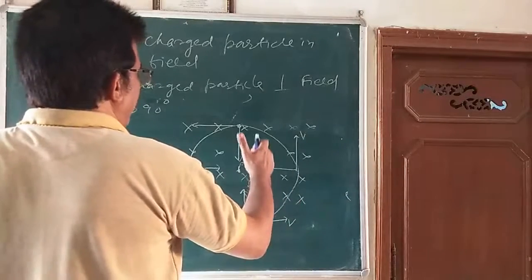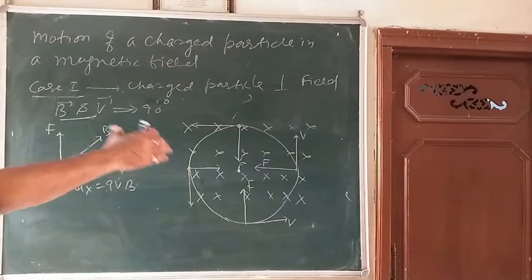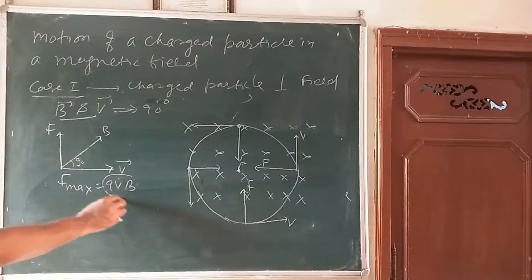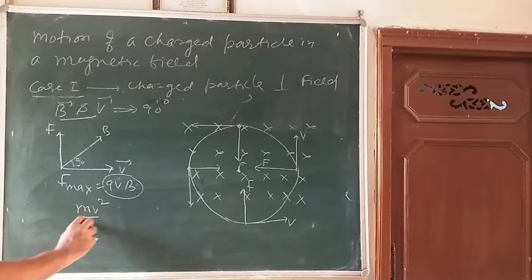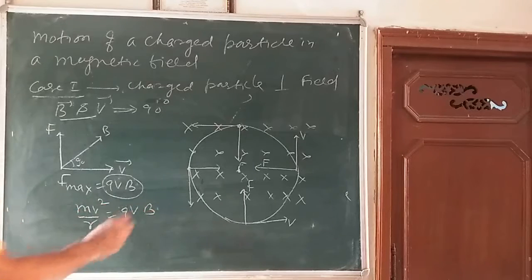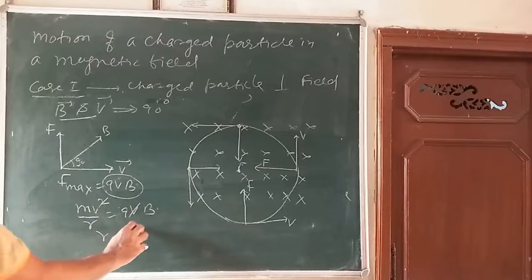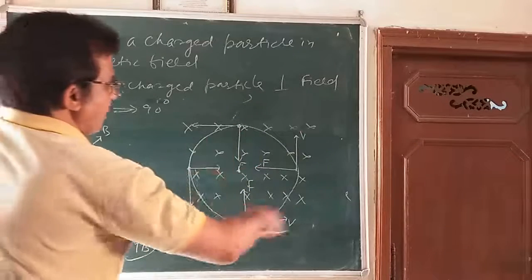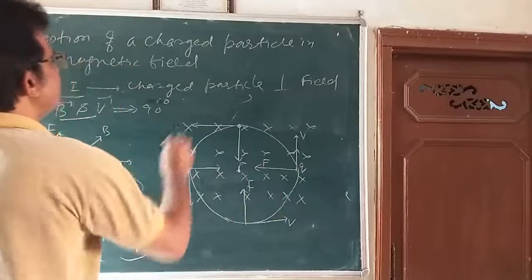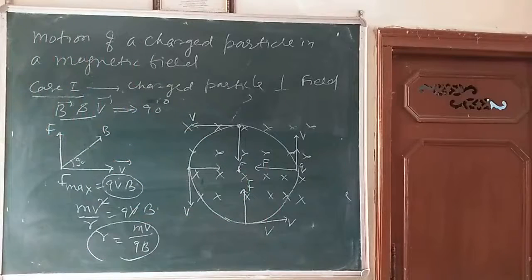So this force which is applying here is the centripetal force. The centripetal force is provided by the force qvB. So I can say the formula for the centripetal force is mv square by r, and that is equal to qvB. v cancels with v, so r comes out to be mv upon qB. The charged particle is moving in this radius r equal to mv by qB, with v being the velocity.